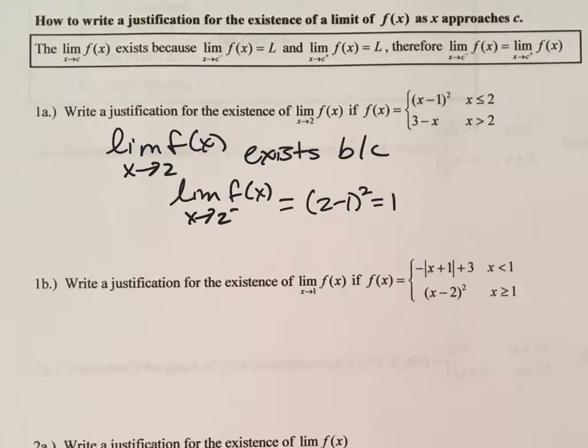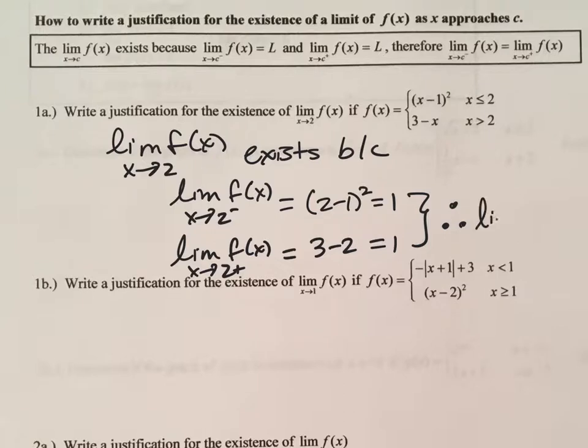Now let's find the right-hand limit and see if we get the same thing. So we'll take the limit of f of x as x approaches 2 from the right. Okay, now when x is approaching 2 from the right, those are the x values that are greater than 2, so we'll use this part of the function definition. So that would be 3 minus 2, and 3 minus 2 is 1. So you can see that the left-hand limit and the right-hand limit agree. So we will conclude by saying, therefore, I hope you all know that the 3 dots means therefore, the limit of f of x as x approaches 2 equals 1.